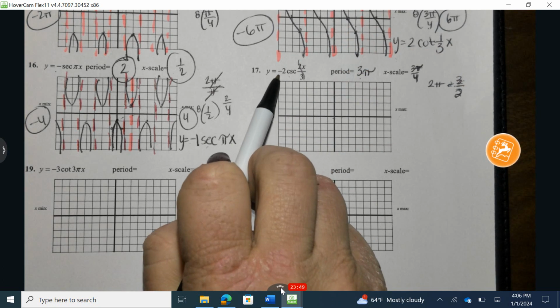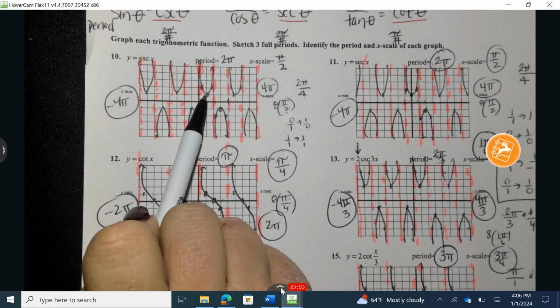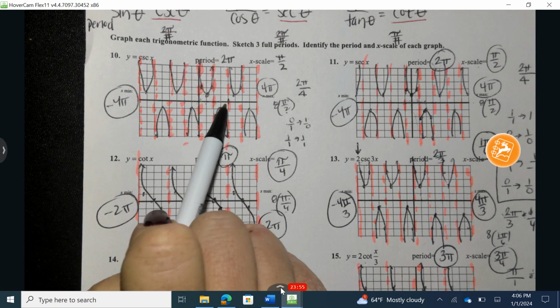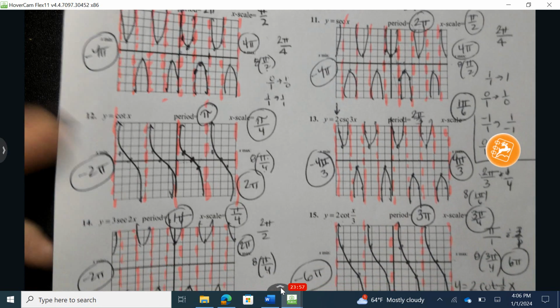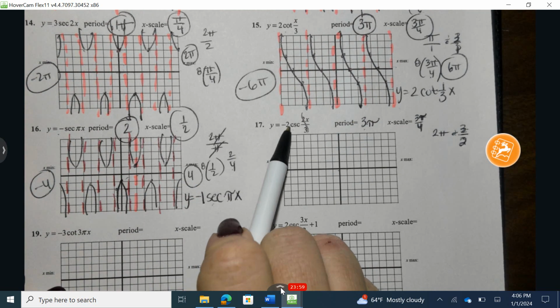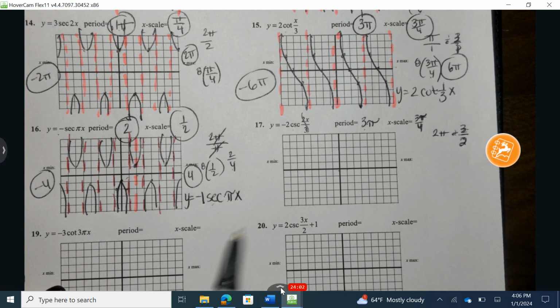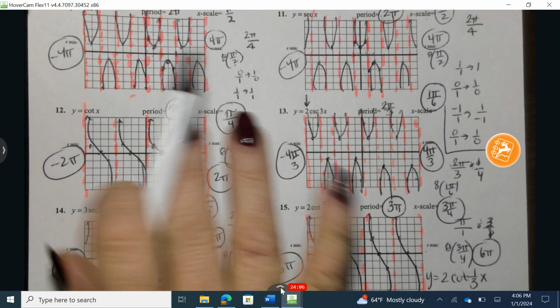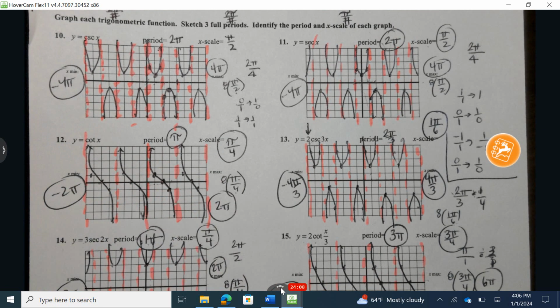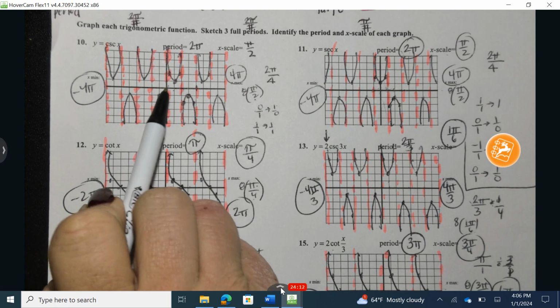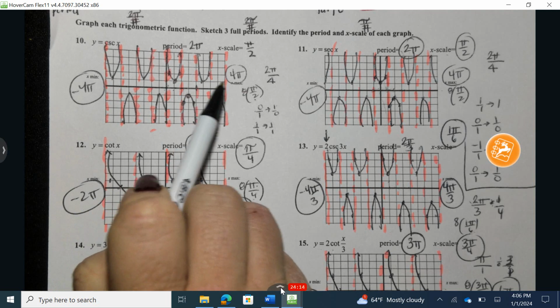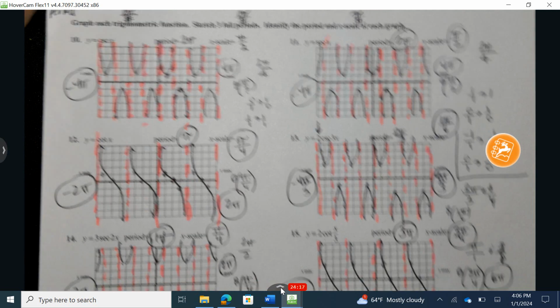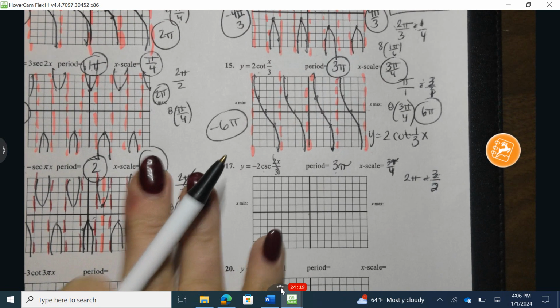After that, the negative sign means, if I come back up here to the parent function, that instead of going up here, I'm going to go down. Instead of going down, I'm going to go up. In addition to that, 2 means that it's going to be stretched by a factor of 2. So I look up here, I examine the parent function for cosecant, because this is a cosecant function in number 17, and I can see that every 2, as I move to the right, as I move to the left, I have a vertical asymptote. So let me put those in place next.